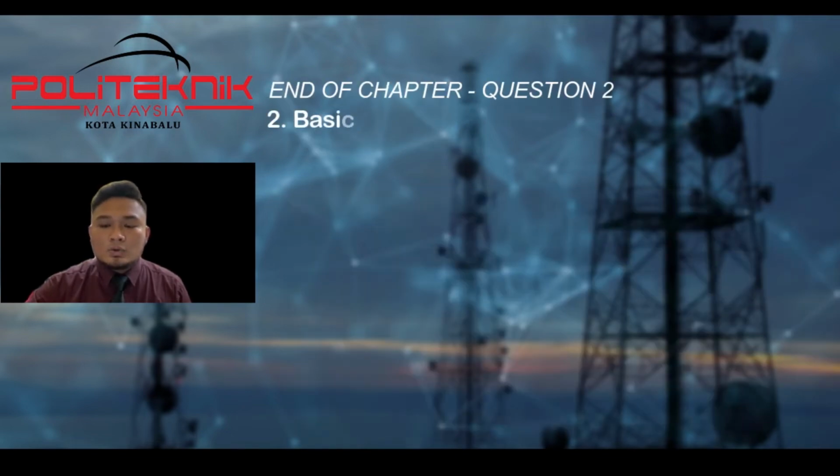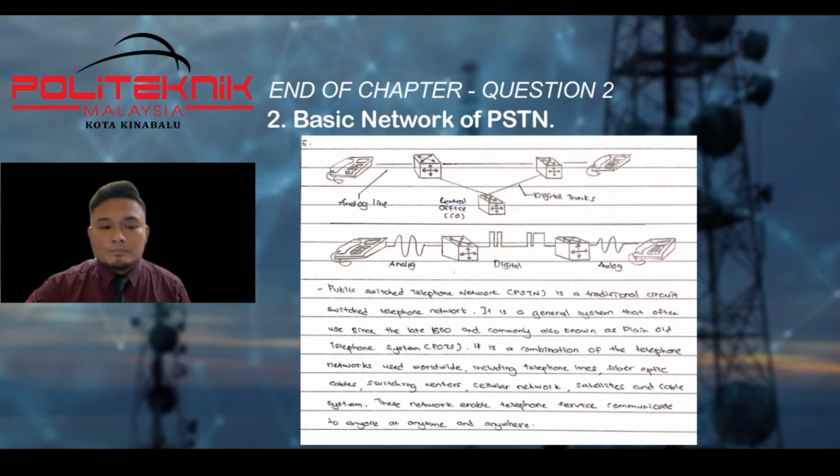Next, the second question is to explain briefly about the basic network of PSTN using a proper diagram and some explanation. Public switched telephone network (PSTN) is a traditional circuit-switched telephone network. It is a general system that has often been used since the late 1800s and is commonly also known as plain old telephone system (POTS).